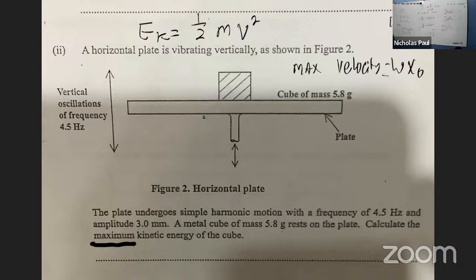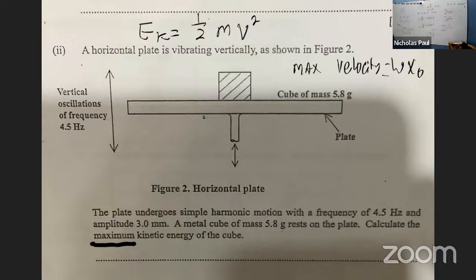Did you write it down? x naught is the amplitude, right? And omega is the what? Angular frequency or angular velocity. Work it out quick. Let's see what you get.